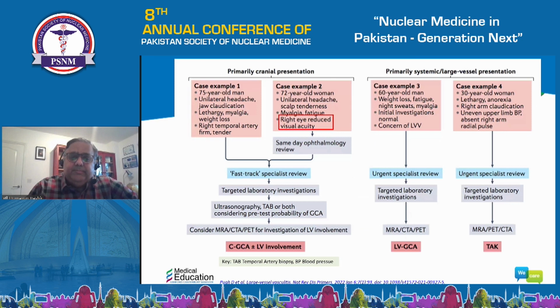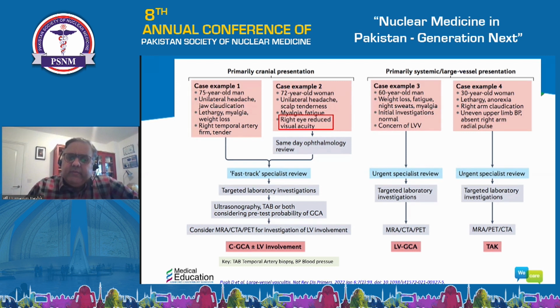Next slide, please. A few clinical scenarios. On this one, case 1, a patient presenting with the cranial presentation, a 73-year-old male. He's got symptoms of lethargy, myalgia, weight loss. It has to be fast-tracked towards a specialist review. In case 2, there's a mention of a red eye, the right eye, reduced visual acuity. This is much more critical than the other one.